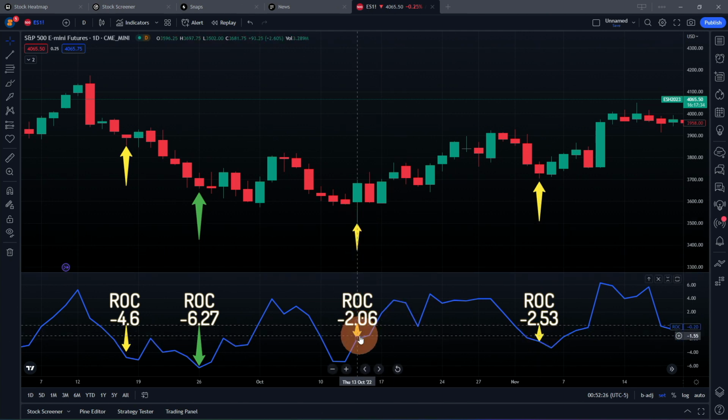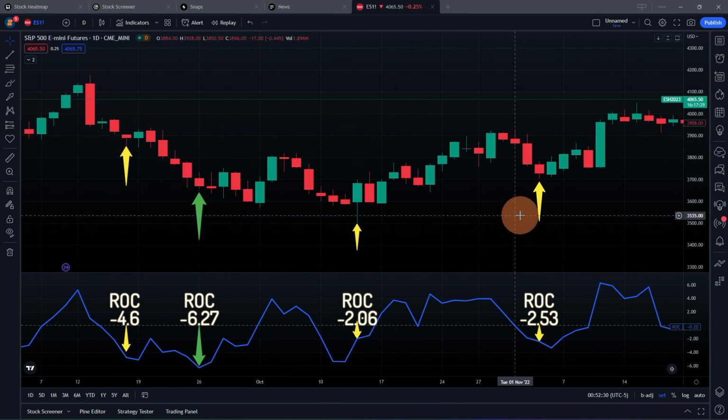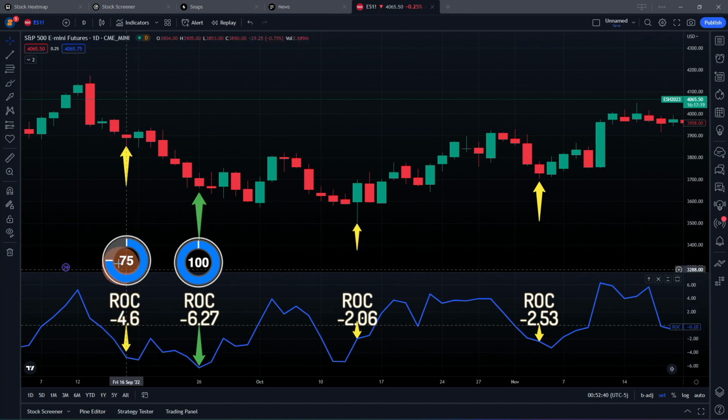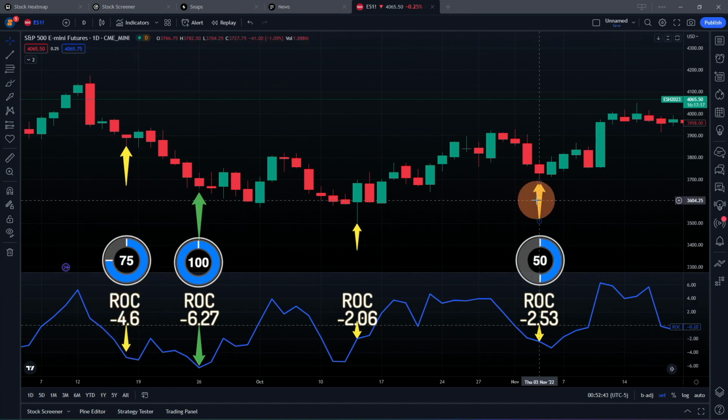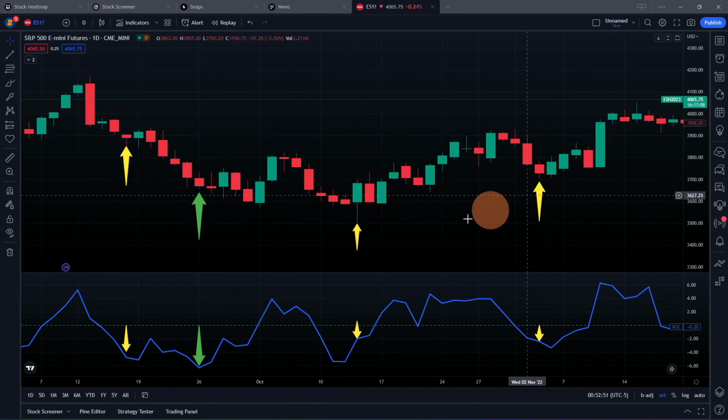What I'm trying to say is not all pullback patterns are the same. This will be the lowest. The second one will be this. Third one will be this. And fourth one will be this. So this will be ranked the last, even though the price is the lowest in this chart. And that's the advantage of ranking.